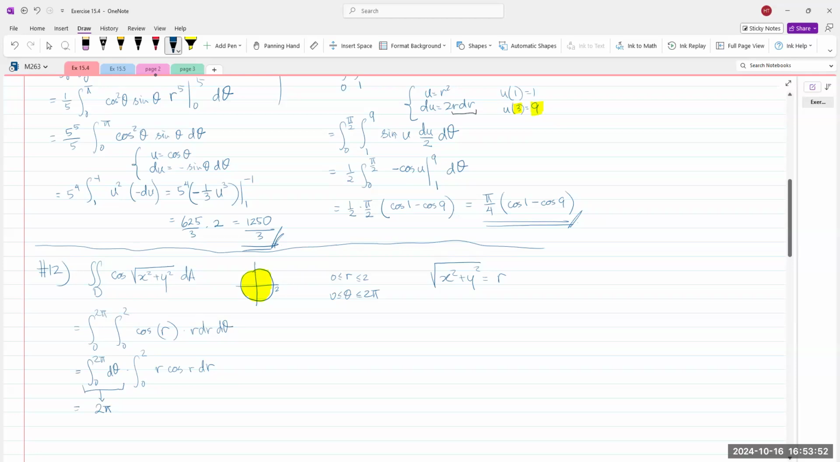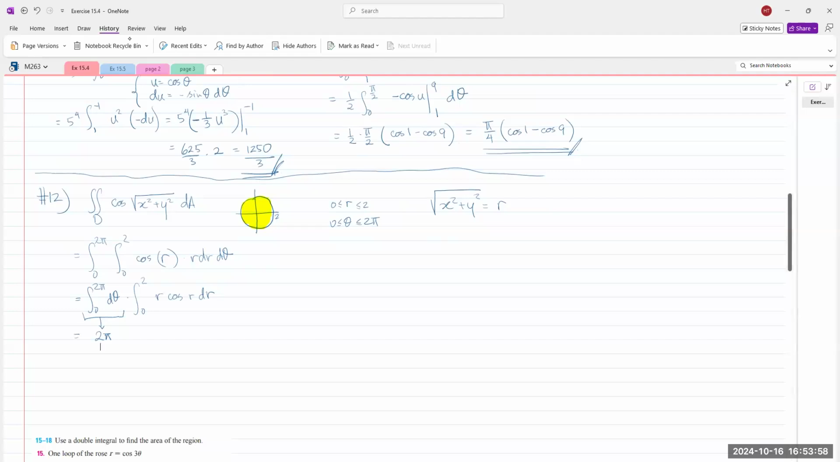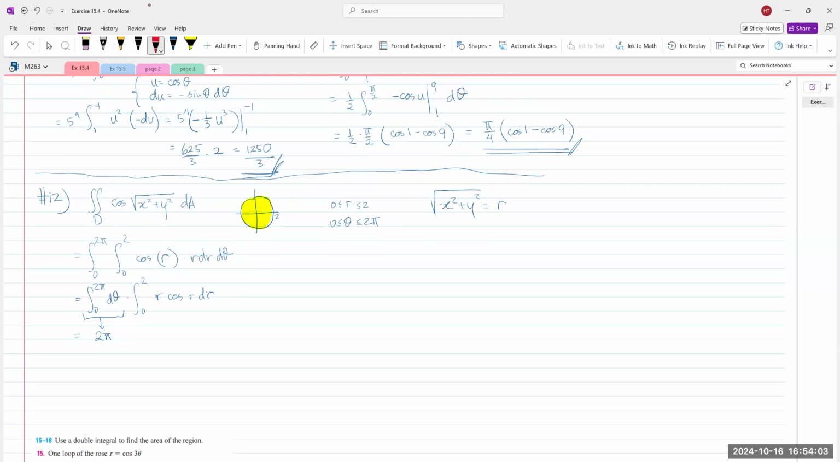Okay, now the second integral, however, we need to do integration by parts. I hope you remember how to do the integration by parts, but I think I will do it by the tabular method. This is 1, this is 0. The integral of cosine is sine. The integral of sine is negative cosine. So that will be 2 pi times, in parentheses, r sine r plus cosine r. That's the tabular method. Okay, from 0 to 2.